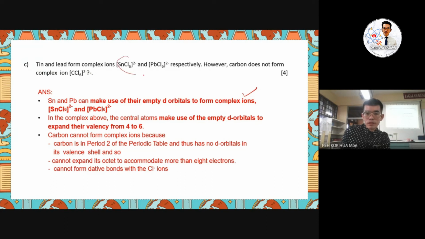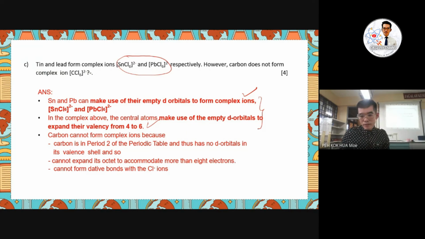Okay, so you explain here first why tin and lead can form complex ions, because they have d orbitals. In the complex ion above, the center atom makes use of the empty d orbital to expand its valency from 4 to 6. That means more than 8 electrons can form the dative bond here. So first, discuss why these two, tin and lead, can form complex ions.